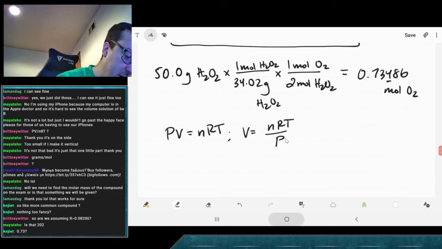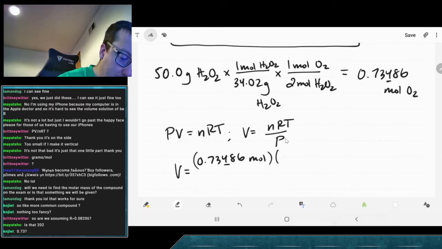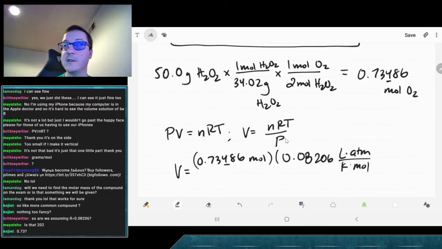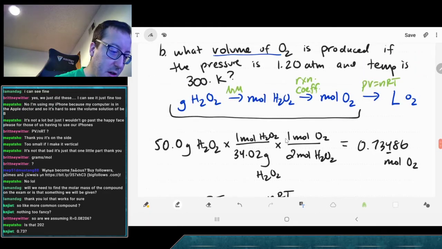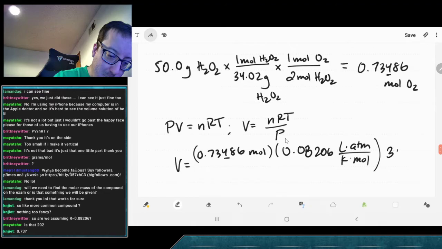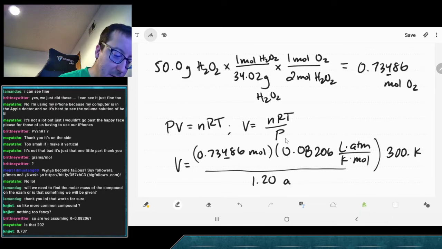Just going to put this down one step. 0.73486 moles. 0.08, oh gosh. Just like Brittany said, yes, we are definitely still using our same R as before. Temperature was what, 300? Yeah. And the pressure was 1.2 atmospheres.